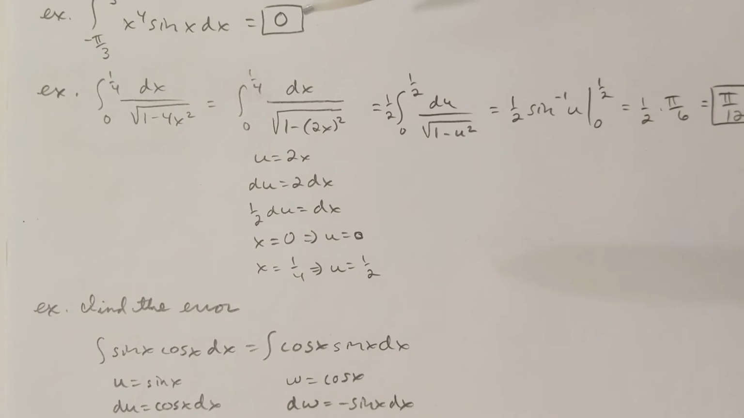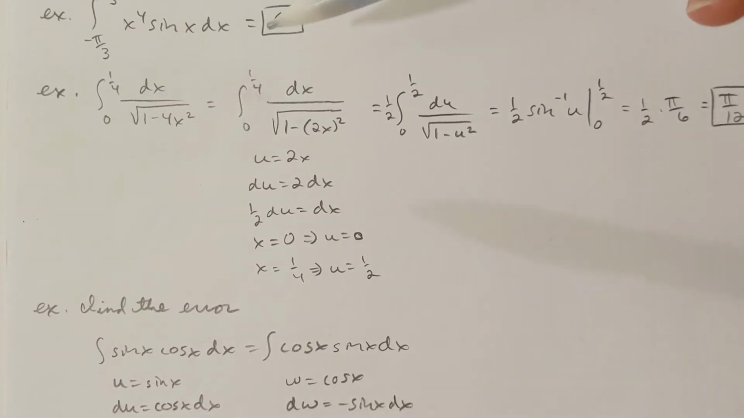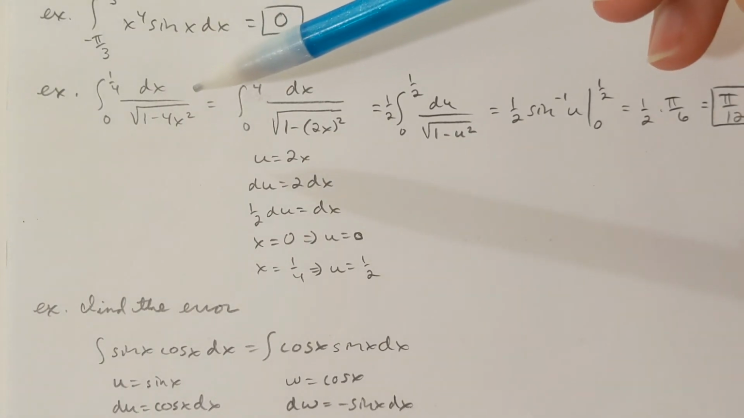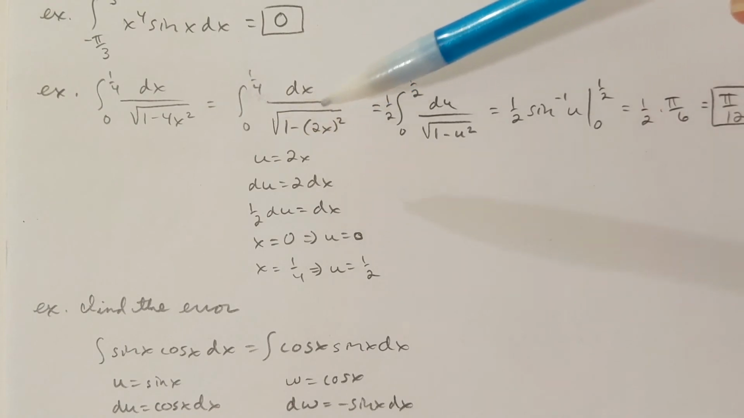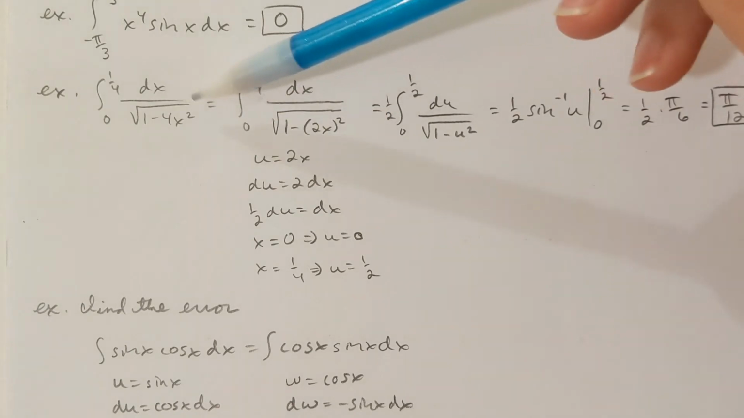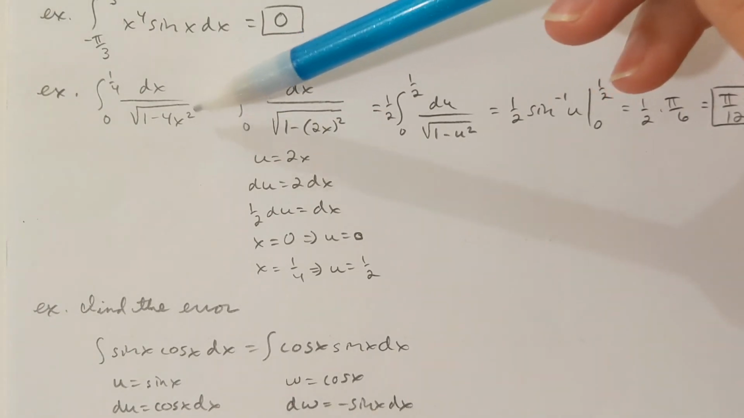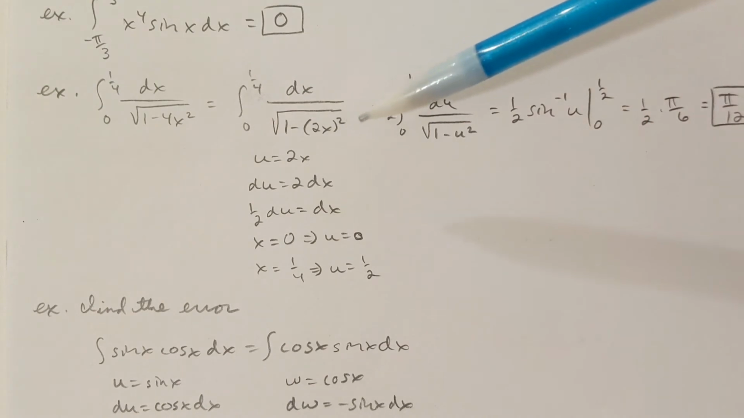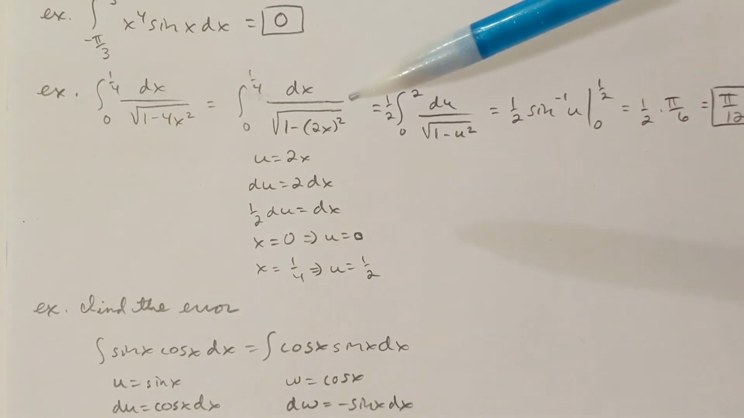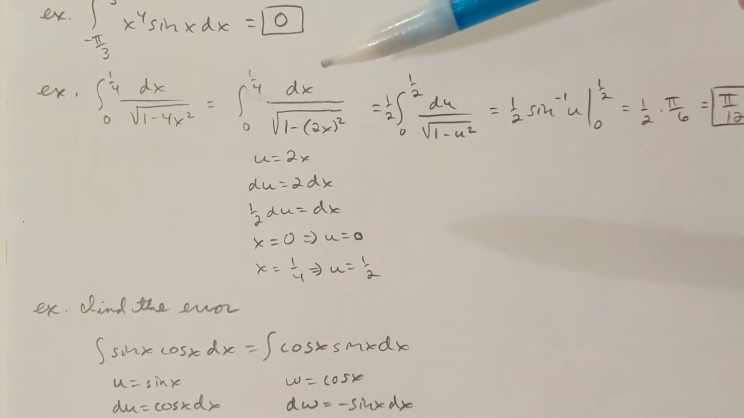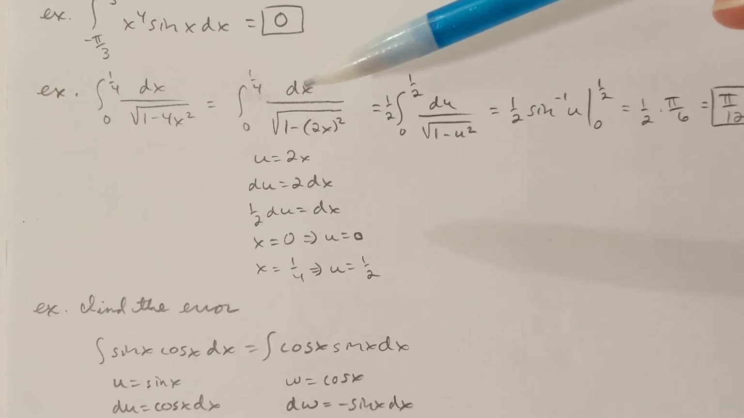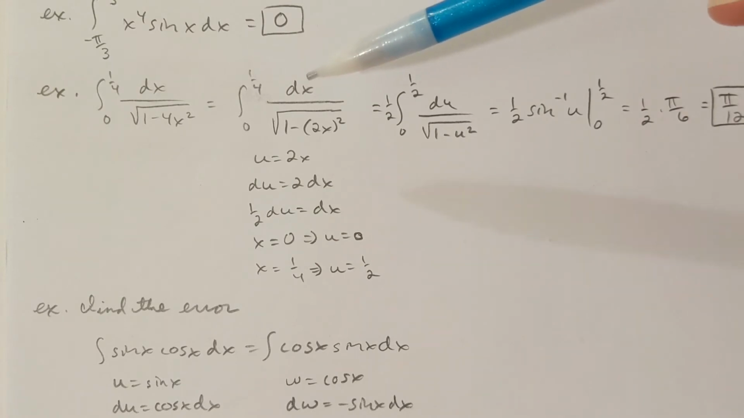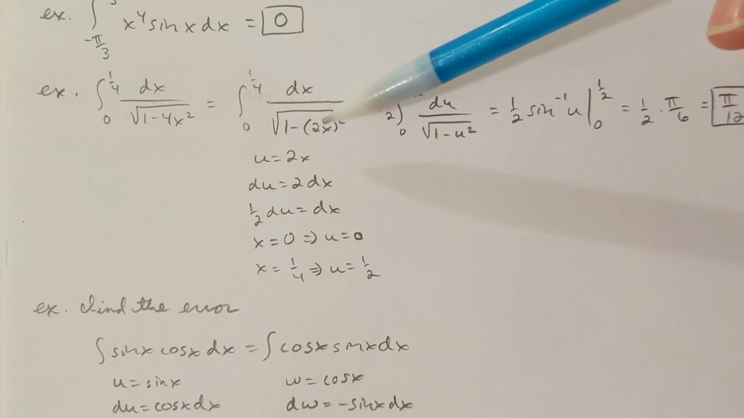Okay, well, now, if I were to let u be, well, actually, before I do that, 4x squared is the same as 2x, the quantity squared. And why I would want to look at it like that is because I know that the derivative of sine inverse of x is 1 over the square root of 1 minus x squared.